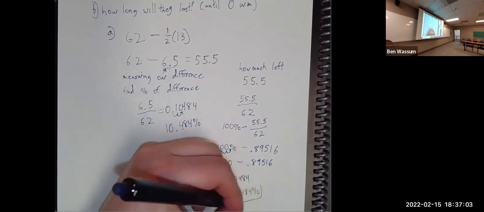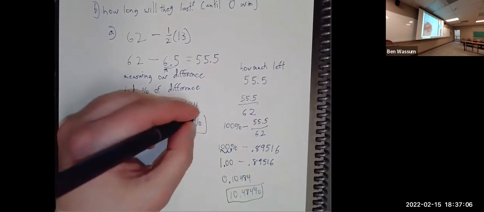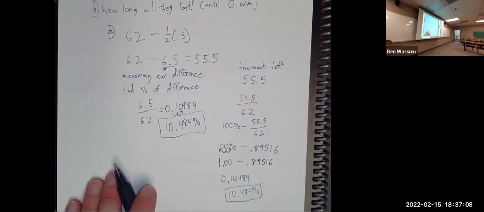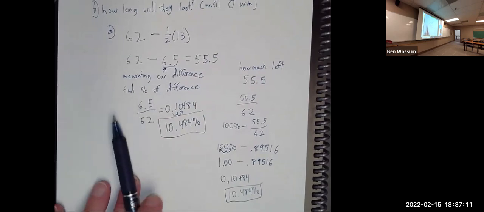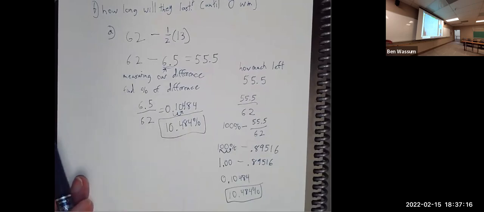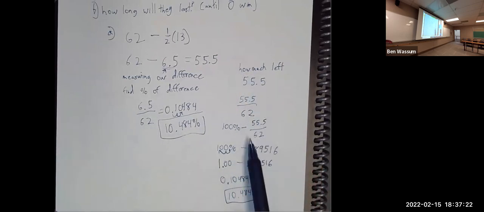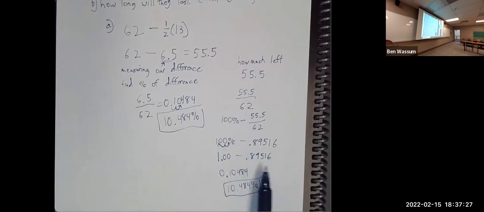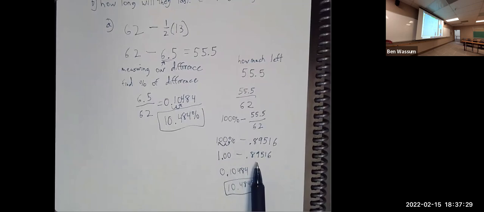So why would I show you both ways? Well, it depends on the problem. They don't always ask you, hey, what is your percentage difference? Sometimes they might say, how much do you have left? What is the discount amount? What is this difference? And you could say, oh, well, I know how to find what I have left. And by doing it this way, I found both. I know that I have 89.516% left. And I lose 10.484% each day.